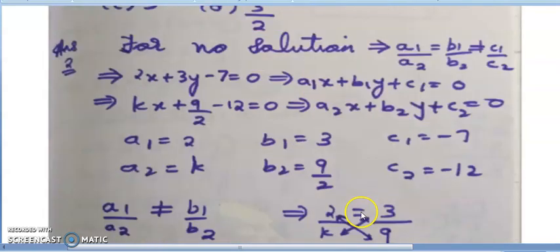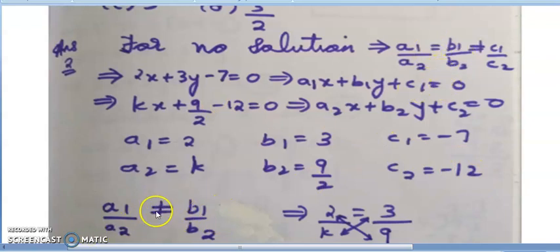Okay. So what is a1? 2. What is b1? 3. What is c1? Minus 7. a2 is k. The coefficient of x here is k. So a2 is equal to k. b2 is equal to 9 by 2. I forgot to write y here; y should come. Minus c2 is minus 12. Okay. So substitute in the equation.